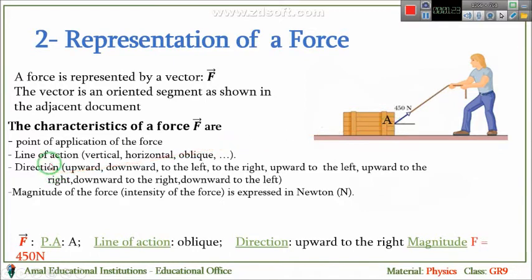The line of action of the force could be vertical, horizontal, or oblique. In our example, the line of action is oblique. The direction of the force could be upward, downward, to the left, to the right, or any direction. In our example, the direction of the force is upward to the right. The magnitude of the force represents the intensity of this force. It's expressed in Newton, its SI unit. In our example, the magnitude of the force is F equal 450 Newton.